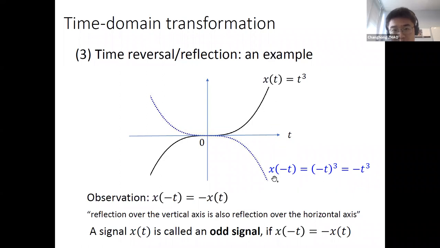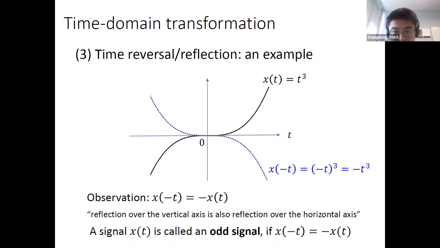Again, to obtain the time reversal reflection, we replace t with minus t. x of minus t is minus t cubed. So from t cubic to minus t cubic, we flip it upside down by adding a minus sign. Then it is like this blue dotted curve. Our observation is that x of minus t equals minus x of t.